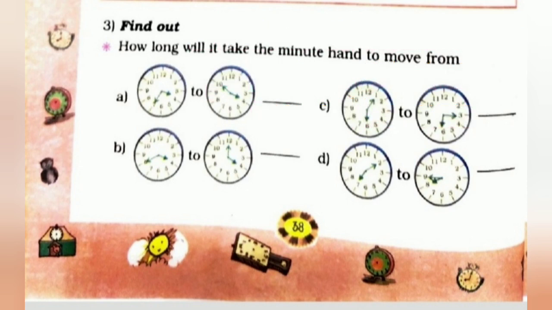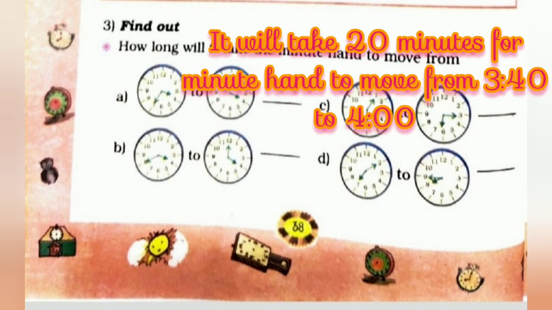In exercise B, it is 3:40 to 4 o'clock. So in the first picture, the minute hand is on 8, that means 40 minutes. And in the second picture, the minute hand is on 12, that means 60 minutes. So we have to subtract 60 minus 40 is equal to 20 minutes.